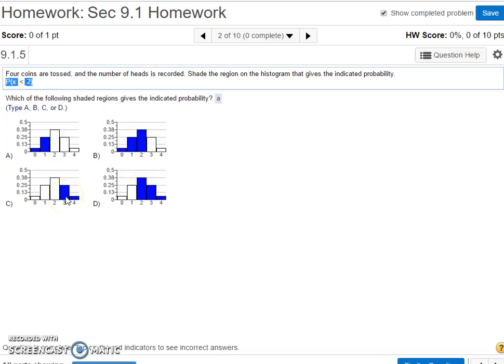C would be greater than 2. 3 and 4 are both greater than 2. For D, that's greater than or equal to 2. So this question is asking about that greater than, less than, greater than or equal to, less than or equal to. Do you understand those pieces? Less than 2 would be A.